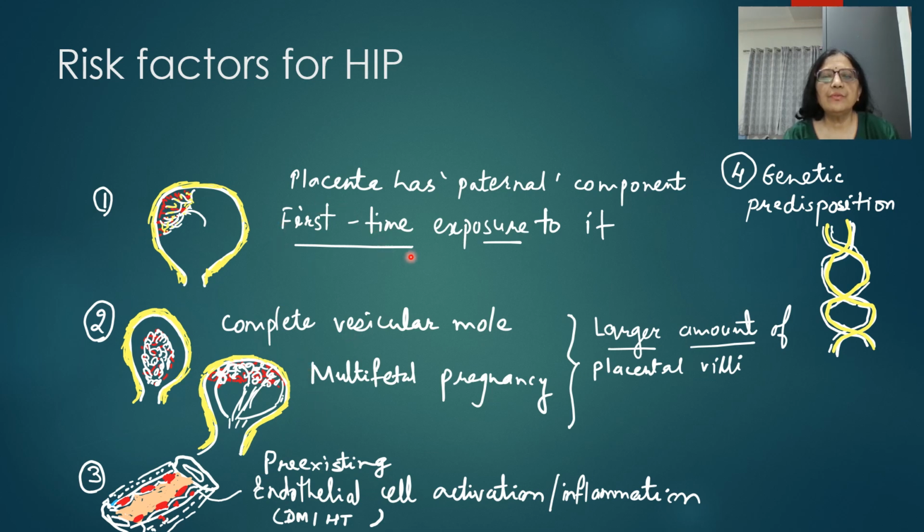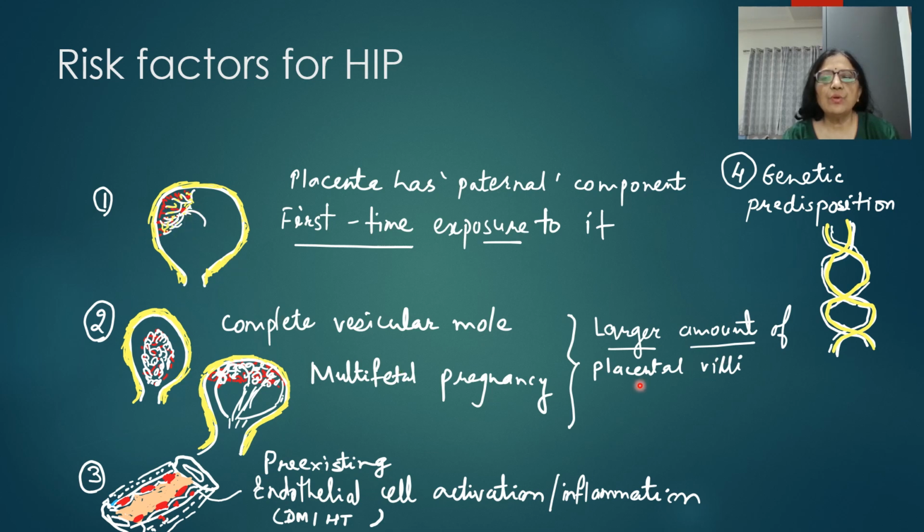First is whenever there is a first time exposure to the placenta, first time exposure to the chorionic villi. And the reason is the placenta has a paternal component, and that is how the mother responds to this paternal component by development of hypertension in pregnancy. So first time exposure to the chorionic villi is first time exposure to the placenta.